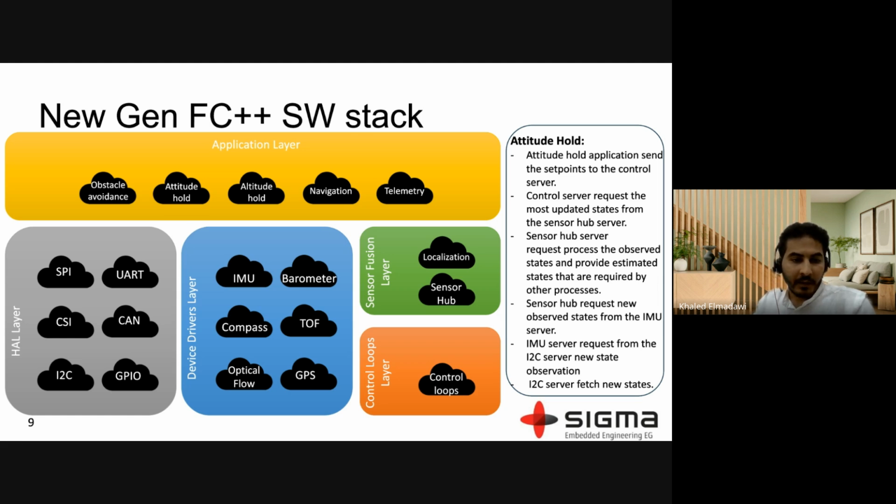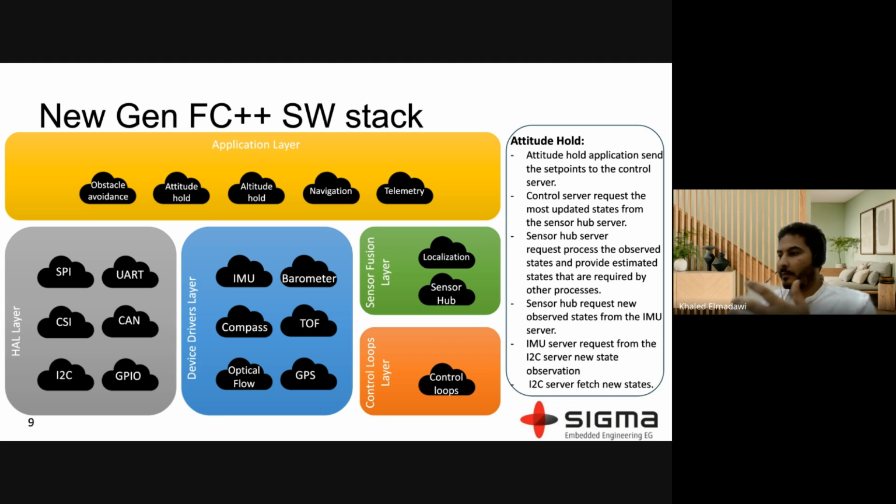What do we have? We have divided our software stack into multiple layers. Each layer contains a set of services. Each service provides an interface, either for a physical peripheral, or a shared resource, or an interface for a process to be executed.